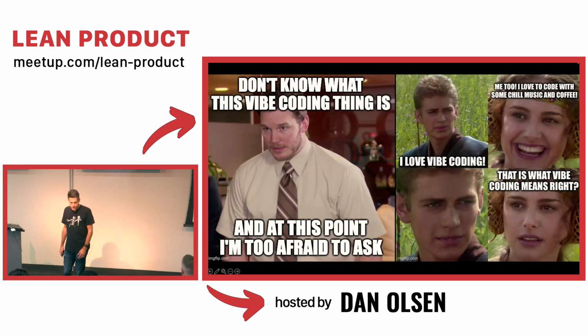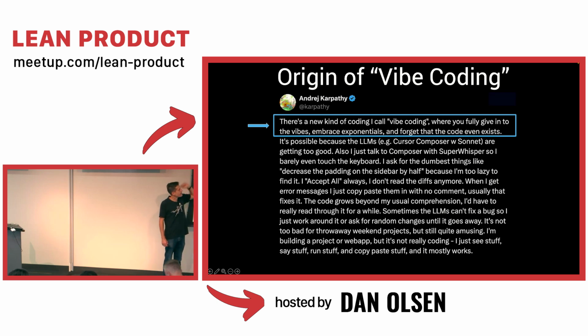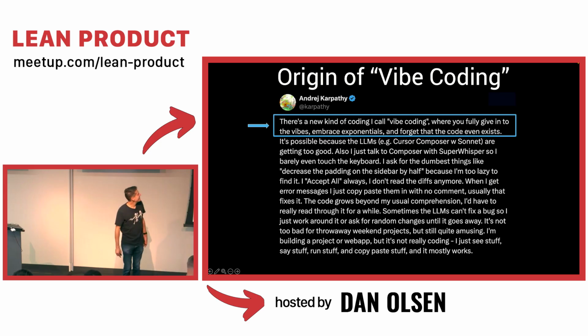So anyway, just so everyone's grounded on the origin, it was coined by Andrej Karpathy, one of the OpenAI co-founders, in this tweet. It's a long tweet, but let's just read the first sentence. There's a new kind of coding called vibe coding, where you fully give in to the vibes, man, and embrace exponentials, whatever that means, and forget that the code even exists.